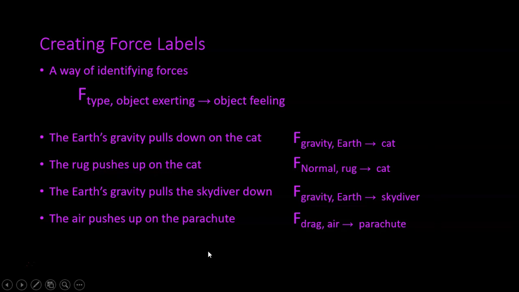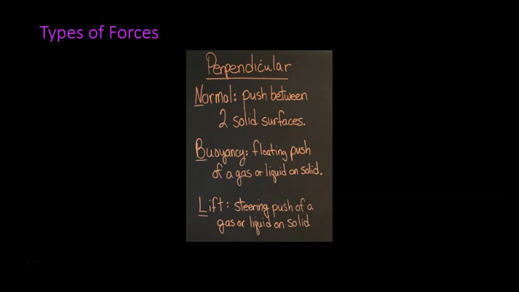Now let's talk about these different types of forces. There are many forces, but we're going to talk about some of the more common ones, especially the ones we'll encounter in this course. First, under the column of perpendicular, we have a normal force, and this is a push force between two solid surfaces, such as when you're sitting in your chair, and so the chair is pushing up on you.